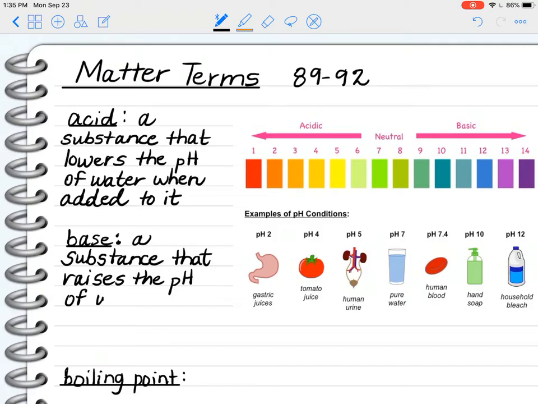I don't think I've ever taken a science test, a general science test, without seeing the pH scale. So I wanted to at least show it to you and help you to understand how to read what it's saying. So if you need to pause the video, go ahead and do that, and then we'll take a look at this pH scale.